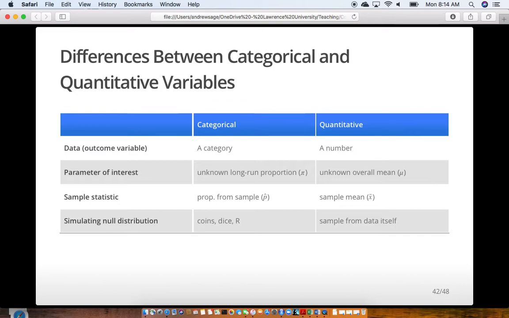We've done extensive work with simulating null distributions for categorical variables using coins, dice, or technology. In quantitative situations, we could also simulate the null distribution, but that requires a different technique known as bootstrapping. While this technique involves sampling from the data itself and has grown in popularity recently, we will not discuss bootstrapping in this video.